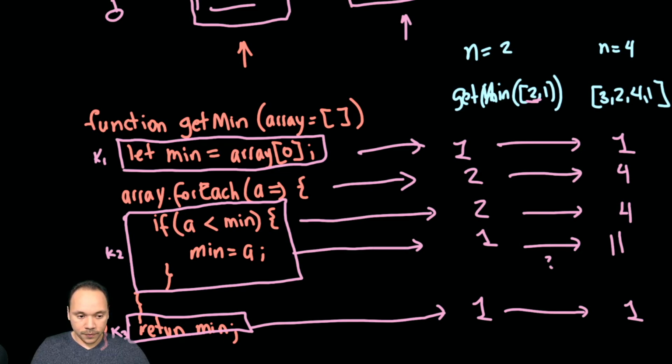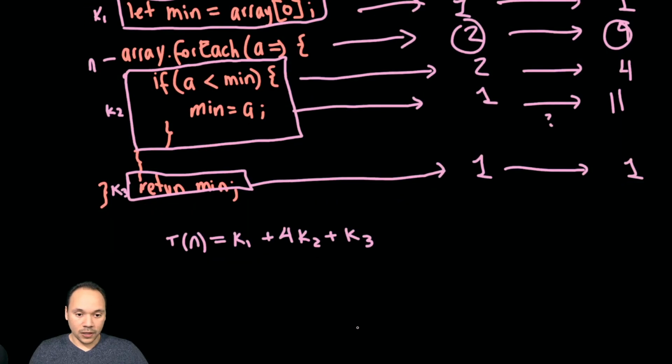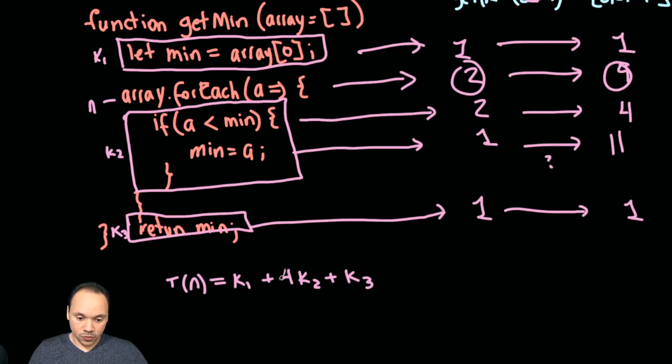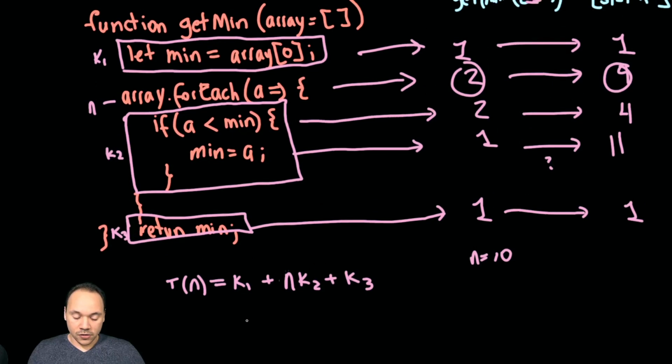Let's call this block, yeah. So we have K1 plus, but this gets executed n times. See, where n is equal to 2, when it was equal to 4, it was executed 4 times, so we have 4 times K2 plus K1, K3, right? So we have some formula in here, and now we can estimate n times. So if we have an input of n equals 10, we know that this will be a constant, this will be a constant, and this K2, this block here, will be executed 10 times. So we have a pretty good estimation of what is going on.